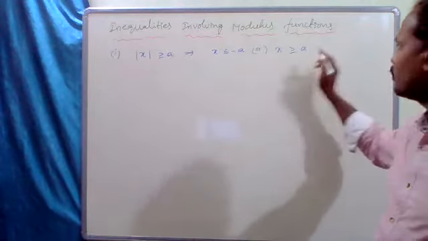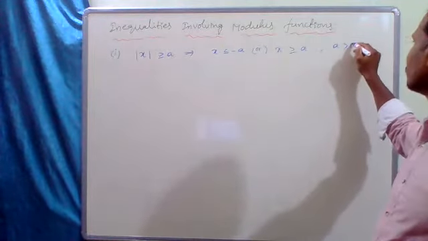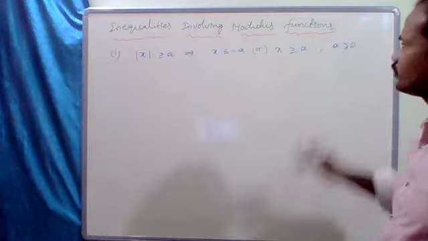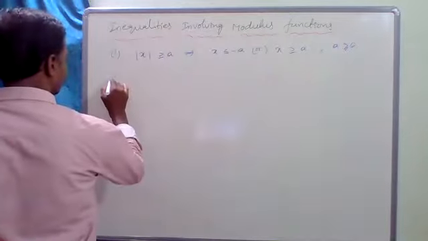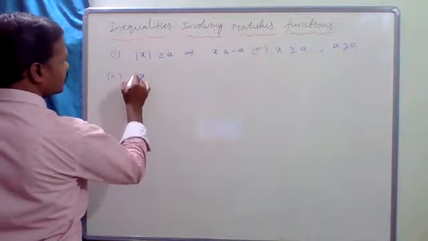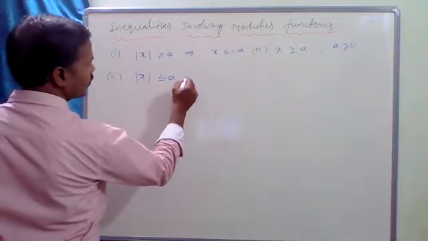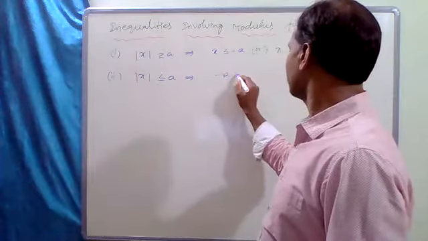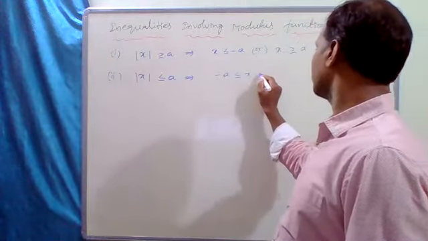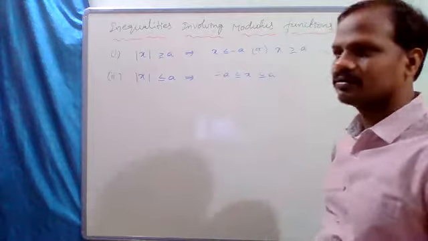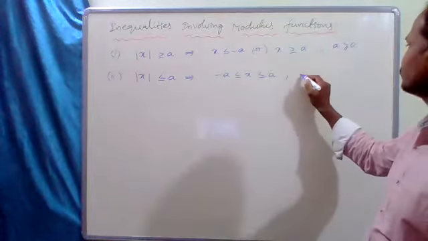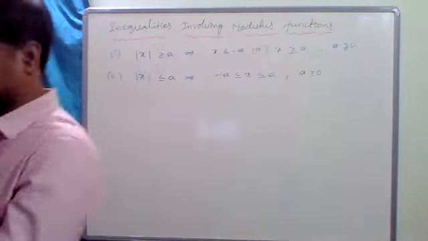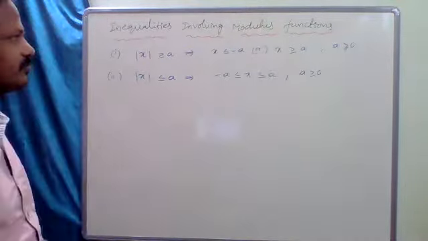Here a is positive. Remember, a is positive. Next, second case: mod x is less than or equal to a implies minus a is less than or equal to x, which is less than or equal to a. Here also a is positive.